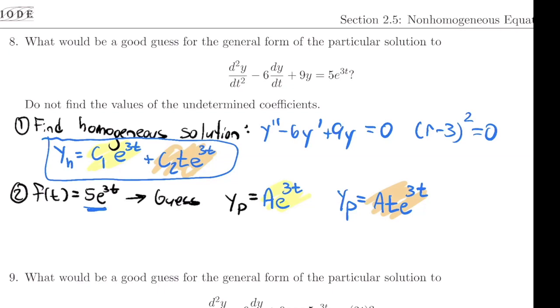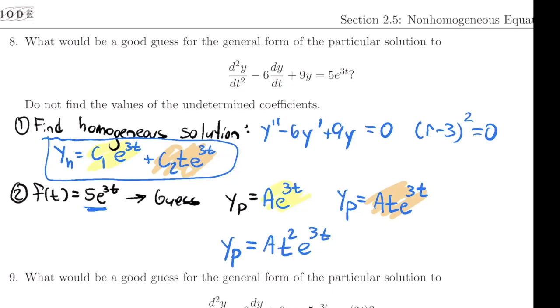The problem is, if I plug this into the differential equation, I'm going to get 0. There's no way I'm going to get 5e to the 3t because this is a homogeneous solution. So what did we do to take this homogeneous solution and say this might be a better guess? Could you multiply it by another t to make a t squared term? Yep, that's right. We just keep multiplying by powers of t until we get something which is not a homogeneous solution. So in this case, our guess would have to multiply another power of t.